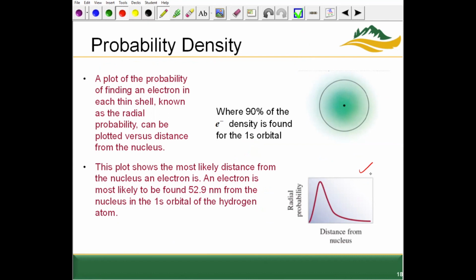So we saw this plot, we talked about that on the last slide. This is known as the radial probability. This is the probability of finding an electron in each thin shell, like n equal to 1, for example. So this radial probability can be plotted versus the distance from the nucleus to give us information about the probability of finding electrons a certain distance away from the nucleus based on the energy level, based on the shape of the orbital. Here again, we have an s orbital.